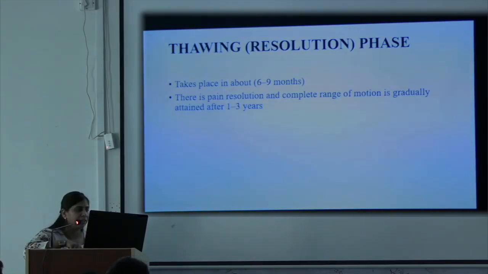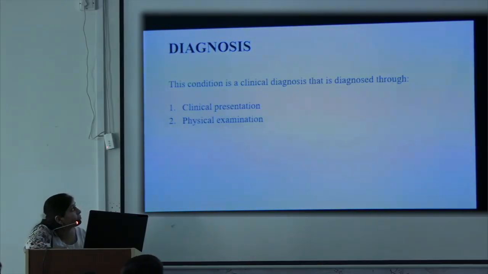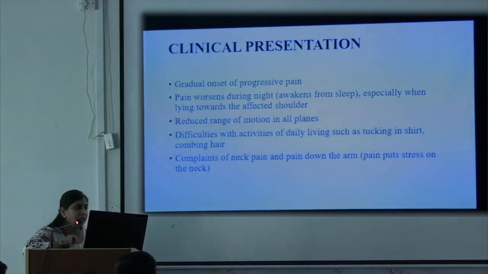Diagnosis: there are two types, clinical presentation and physical presentation. Clinical presentation: the patient comes with gradual onset of progressive pain that worsens during night, awakens from sleep, especially when lying towards the affected shoulder.